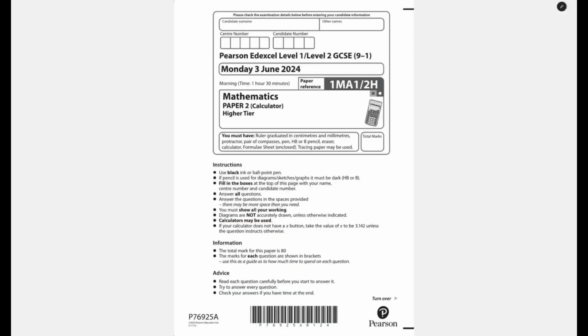And that brings us to the end of the paper. I hope that helped, and I hope that you were able to follow through and understand how we tackled each and every question to make sure that we got every single mark to get 100% and that grade 9.